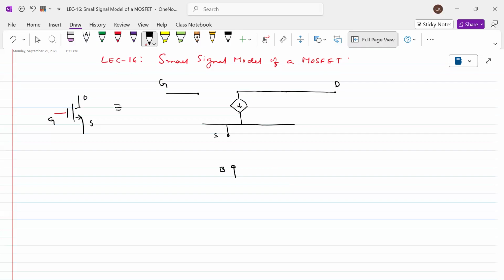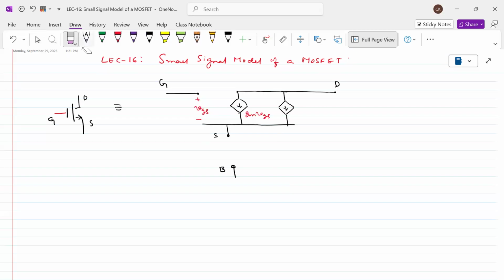So what is the potential that we apply here? The small change is VGS. What will you get here? gm times VGS. Similarly, what is another current equation, or another current device? This is because of this potential difference.